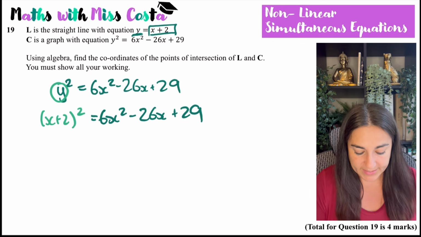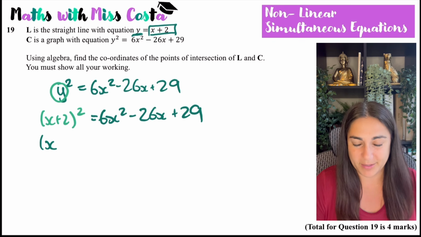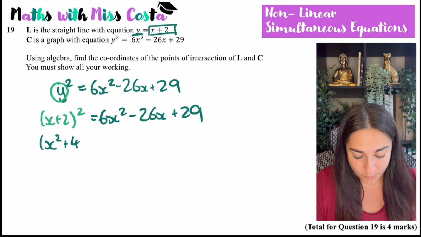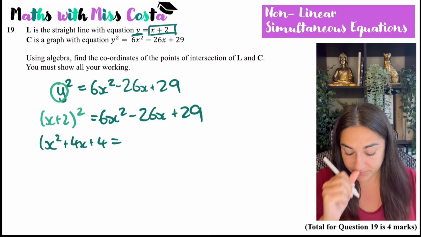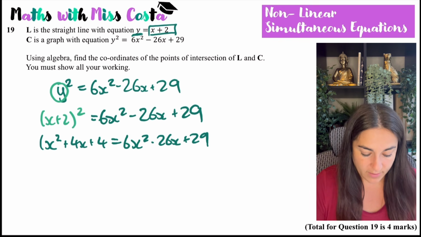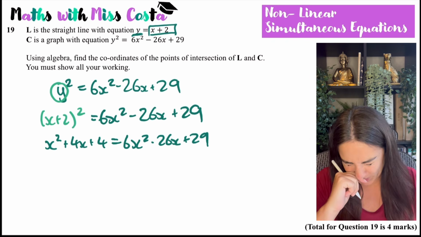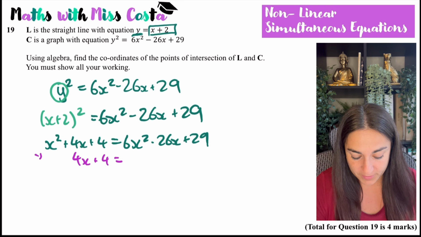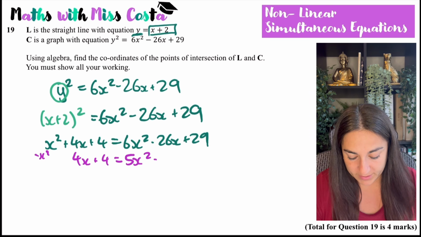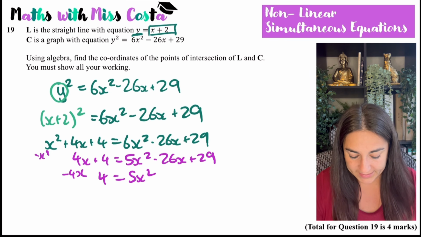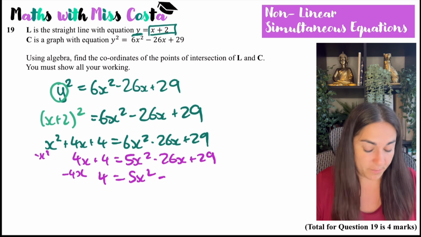So let's expand this. I'm just going to do it quickly because it's late, but you can obviously take your time. So x² + 4x + 4 is 6x² - 26x + 29. Then I'm going to simplify it bit by bit. I'm going to take x² from both sides, so that will give me 5x² - 26x + 29. Then I could take 4x from both sides, so minus 26 minus 4 is going to be minus 30.